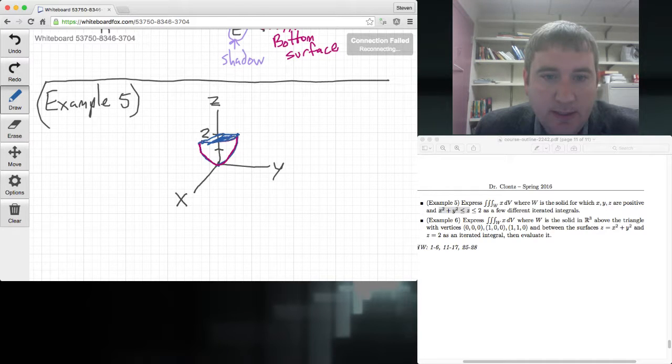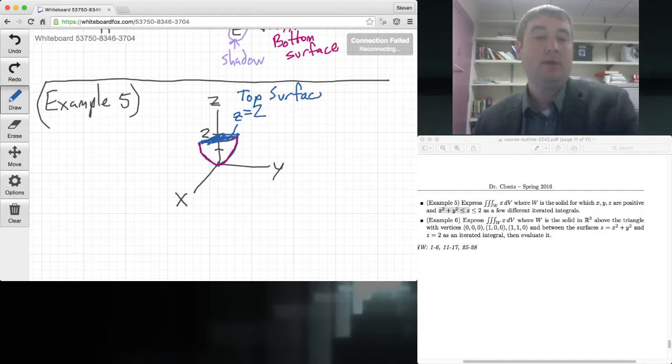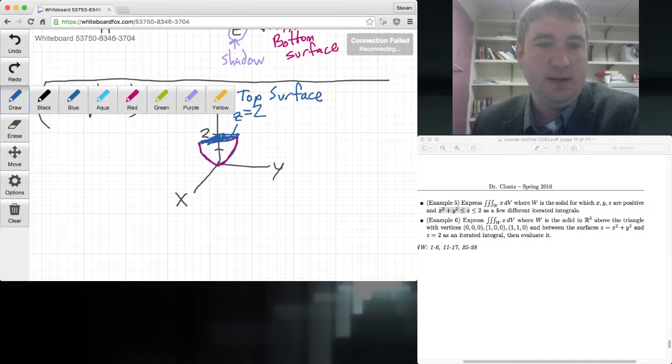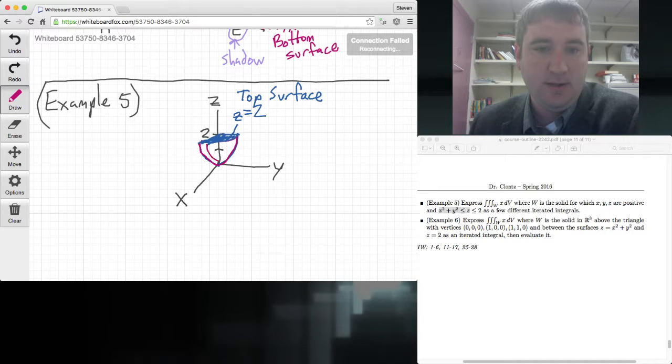So here is my plane, my top plane, z is equal to 2. My top surface, in fact. Okay, and then down here, below it, right here, that is where z is equal to x squared plus y squared. And that's my bottom surface.